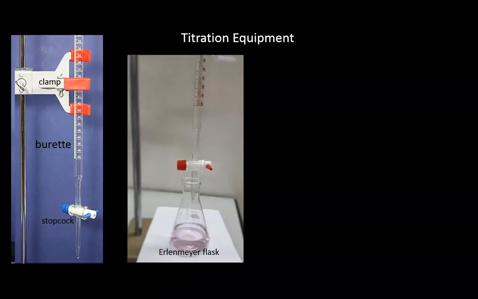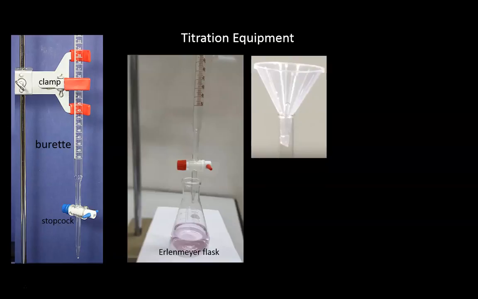Next, this is how the burette and the Erlenmeyer flask are positioned together. The tip of the burette must be clearly below the neck of the flask. The name Erlenmeyer comes from a German chemist, Emil Erlenmeyer, who invented this flask in 1860. Because it has a conical shape, it is also called a conical flask. So conical flask and Erlenmeyer flask are the same thing. In order to add liquid to the burette, we will need a funnel like this.